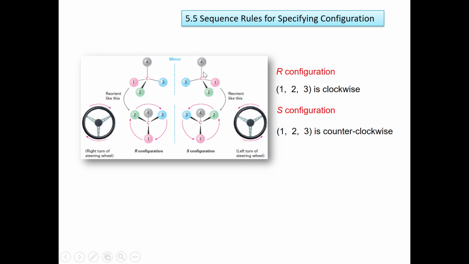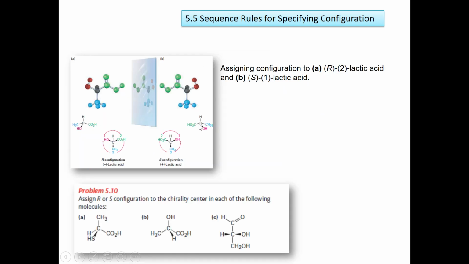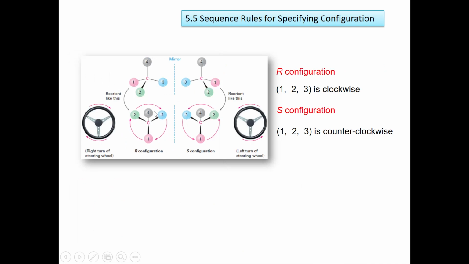If we have the enantiomer, we put our eye in the same position, and then we have 1, 2, 3. If we see from this point, we see the wheel 1, 2, 3. That means that now it is counterclockwise, S configuration.